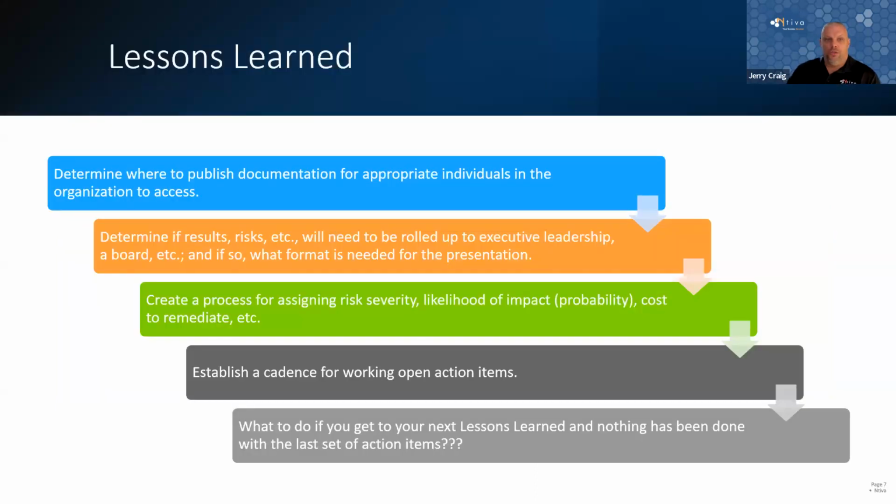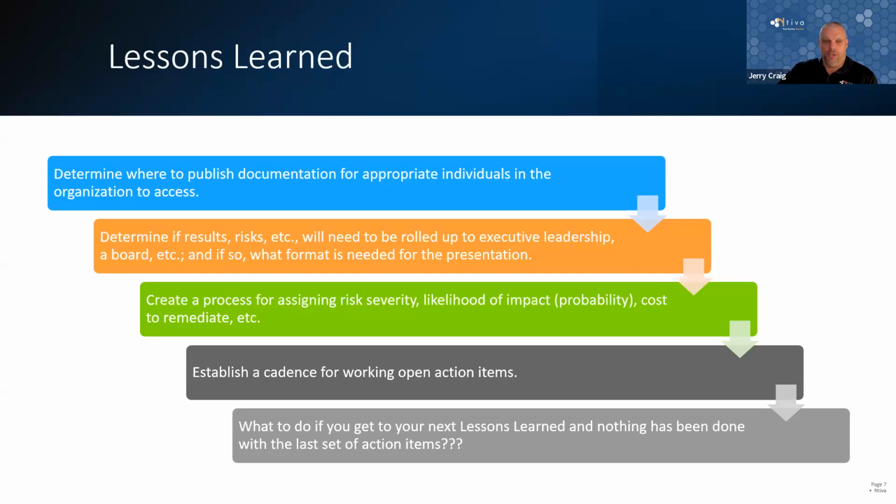And then hold the lessons learned. I think this is probably the most important piece of this entire process. To some extent, everything prior to this is compliance related, and this is really where the security benefits come in, because you want to determine where to publish the documentation so that the appropriate individuals have access to it. You want to learn what went well, what worked well, what didn't. And the goal is to improve, so next time you're better than the time before.